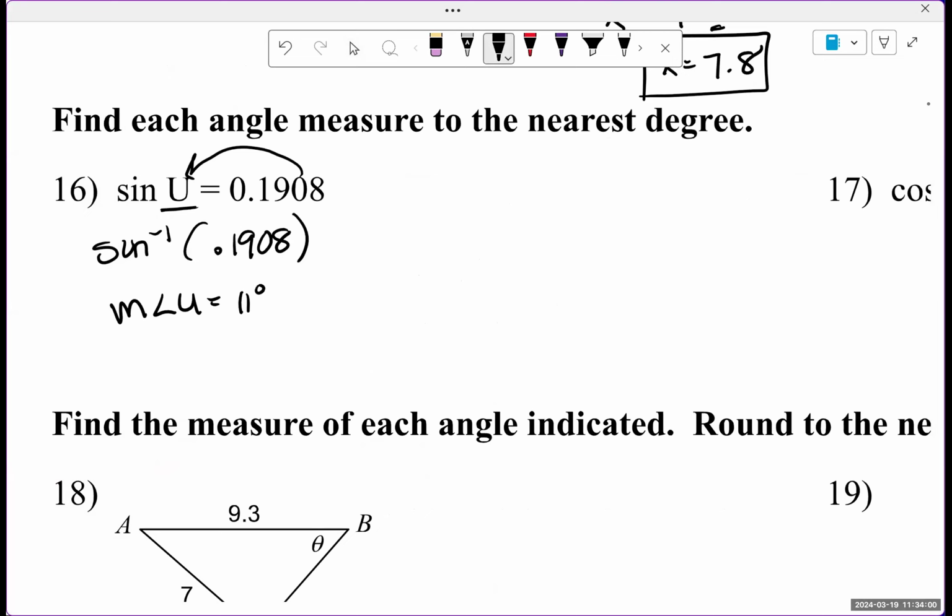Now let's do it on the calculator. So you want to do inverse sine. With this calculator, you go second sine. That gives me the inverse.